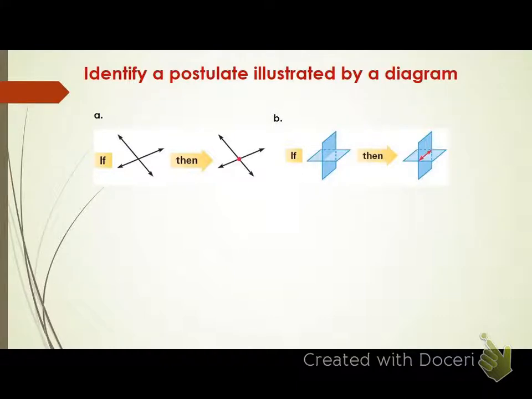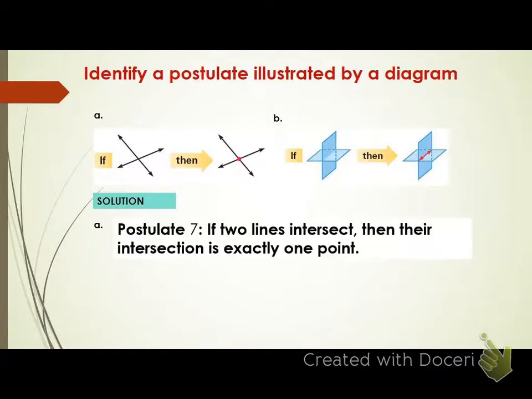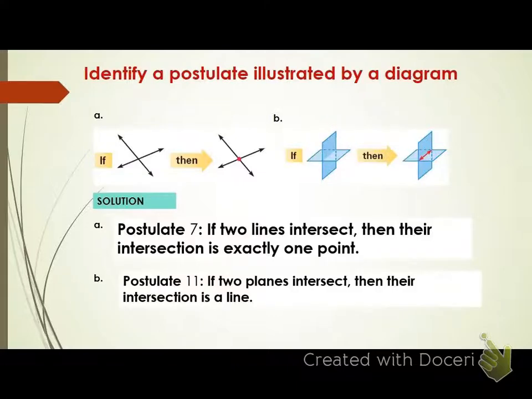So identify a postulate illustrated by this diagram. What's going on in this diagram? Well, you've got two lines intersecting. So if two lines intersect, then they intersect at exactly 1 point. And that's postulate 7, but whatever. If two lines intersect, then their intersection is exactly 1 point, is being illustrated by that first diagram. Diagram B. Okay, if two planes intersect, then we know that they're going to intersect at one line. So if two planes intersect, then their intersection is a line. Okay?